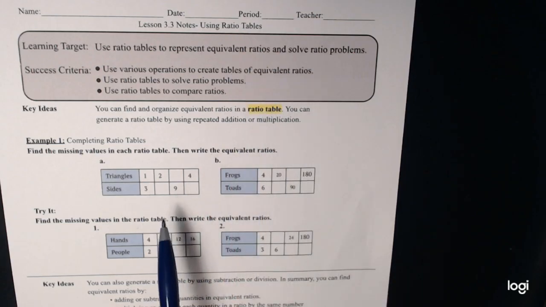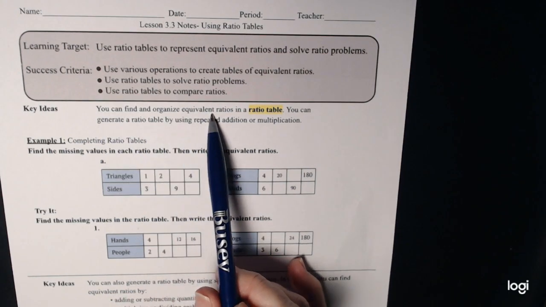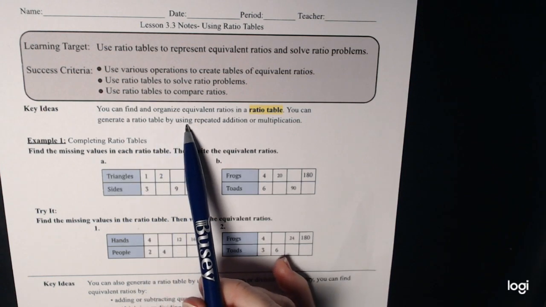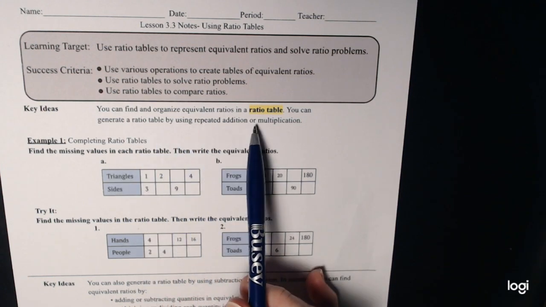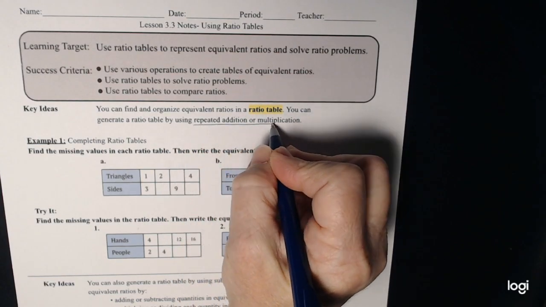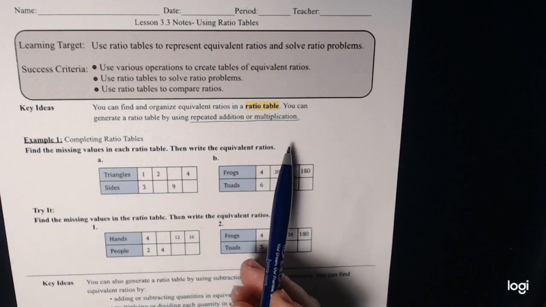Ratio tables are very similar to what our Math 5 a Day has been doing for the last 12 weeks. So this should be a lesson that's not too challenging for most of us. It says here, you can find and organize equivalent ratios in a ratio table. You can generate a ratio table by using repeated addition or multiplication. Let's go ahead and underline that so that we know we can use addition or multiplication.